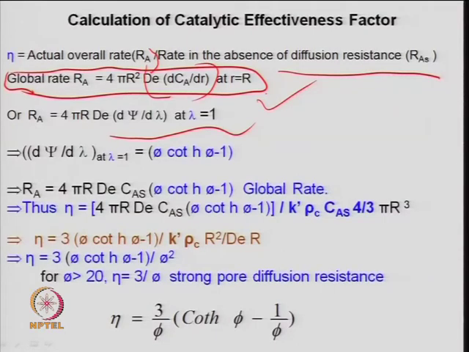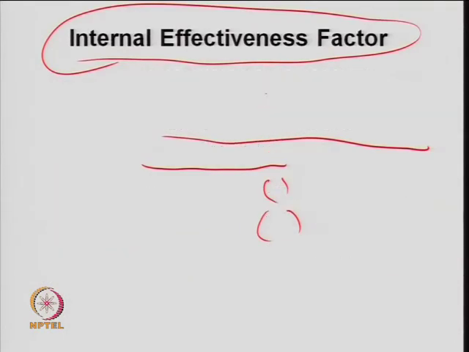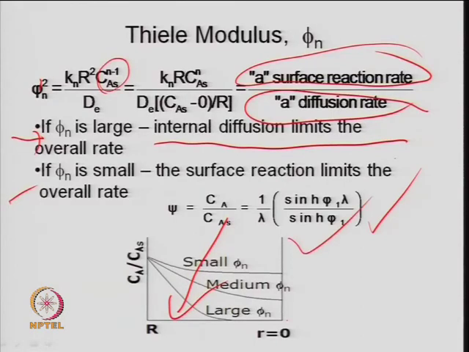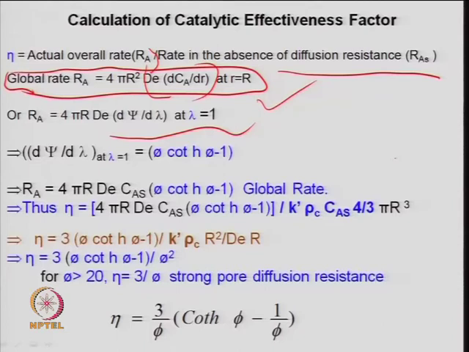So, now calculate dψ/dλ from your expression which you already have here in the form of C_A by C_S, right. So, calculate dψ/dλ or dC_A/dR, and substitute it. So, very simple expression, just differentiation of that equation. So, dψ/dλ evaluated at λ equal to 1 is simply your φ coth φ minus 1. If you solve and take the limit, this gives you φ coth φ minus 1, right.